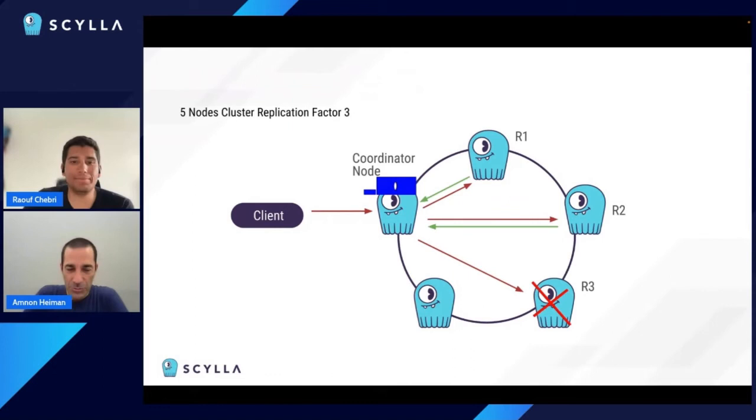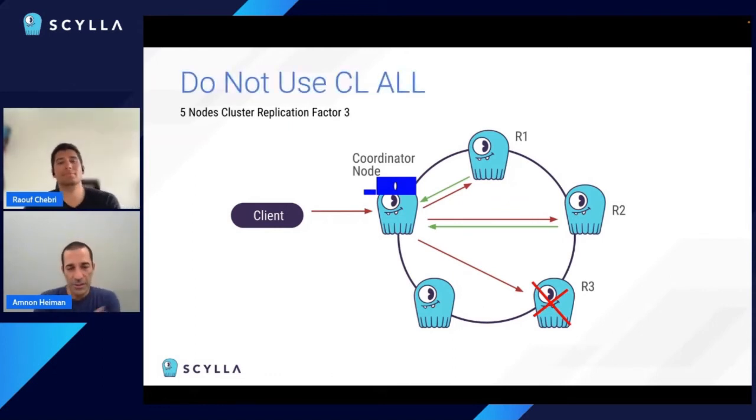So that's one extreme. On the other extreme, you can say, okay, I want to be sure that everything is okay, and I'll ask the coordinator to wait for all the replies before it replies to the client. That's called consistency level ALL. It sounds like it's safe, but it's not. Because in case of a node failure, the coordinator won't be able to complete the request, and in that scenario your cluster is not available. You hurt availability. So it's also rarely a good idea to use consistency level ALL, though it's supported.